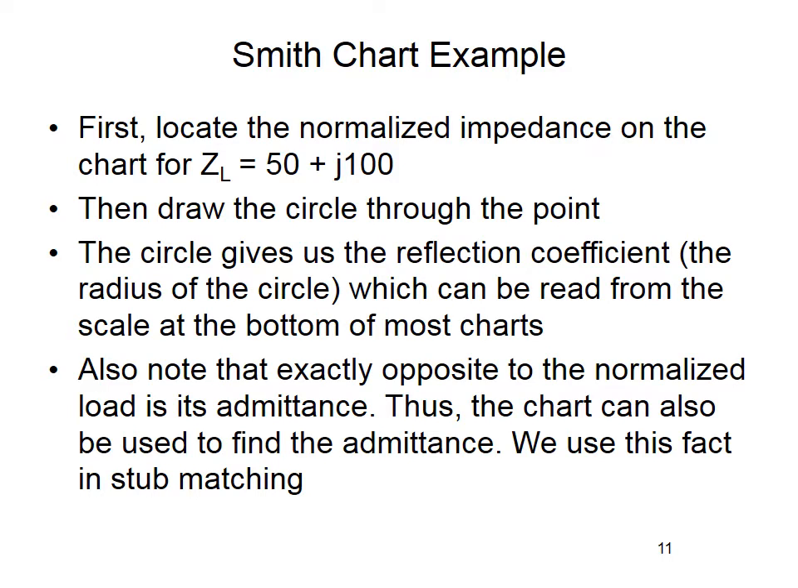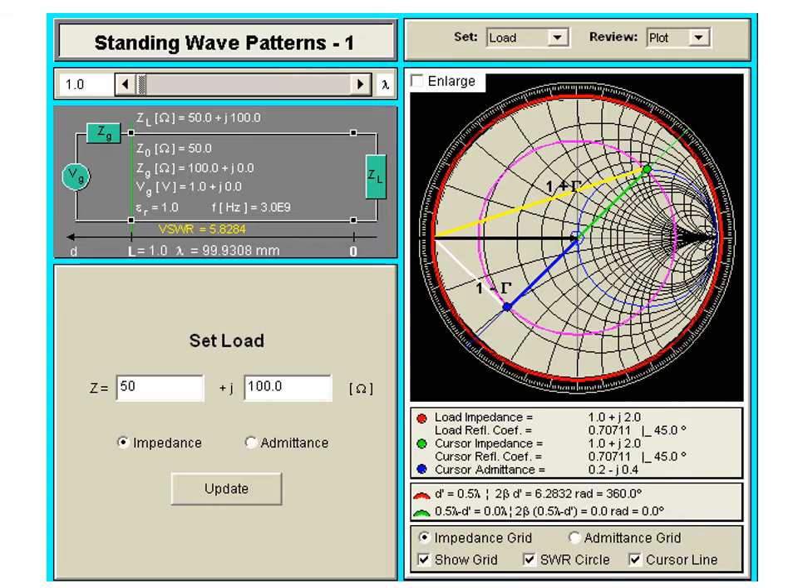First, locate the normalized impedance on the chart. That is the ZL, R plus jX. Draw the circle through the point, and the circle gives us the reflection coefficient with the help of its radius, which you can read from the scale at the bottom of the chart that we have seen. What we need to note is whether the values are normalized impedances or admittances. Impedance and admittance are inversely proportional to each other, and we are interested in impedance in the series circuit, whereas admittance in the parallel circuit. That is easily found.